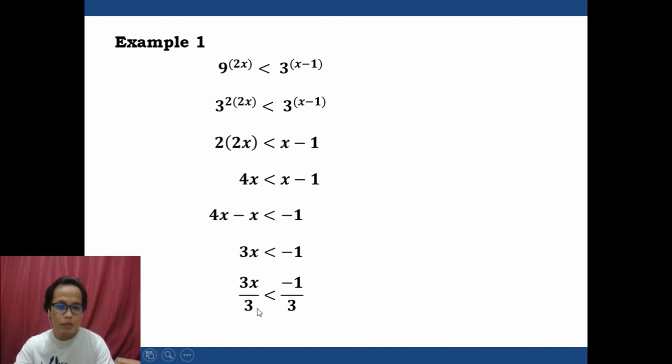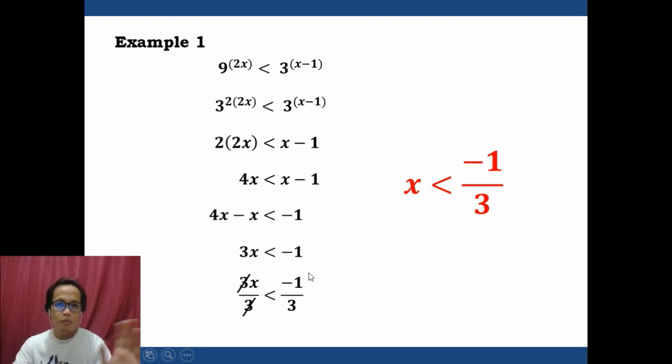So in this case, we can cancel out the 3. So ang nabilin diri nga side is x is less than copy negative 1/3. Tan-aw ninyo ang value nga atong gi-divide. Okay? Ang value nga atong gi-divide diri is positive 3.